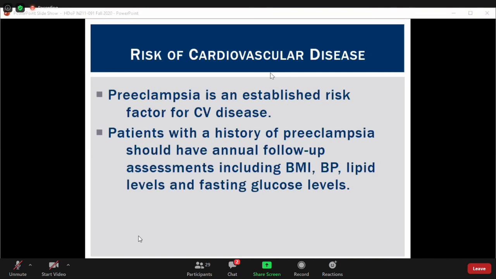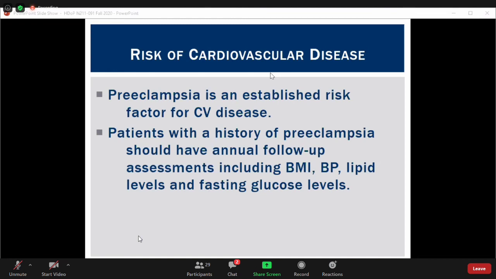Research shows these patients are at risk for cardiovascular disease going forward. So any patient that has a pregnancy complicated with preeclampsia, they need annual follow-ups, checking, and they need to stay on top of their weights, blood pressures, lipid profiles, and checking their fasting glucose levels and their hemoglobin A1Cs.